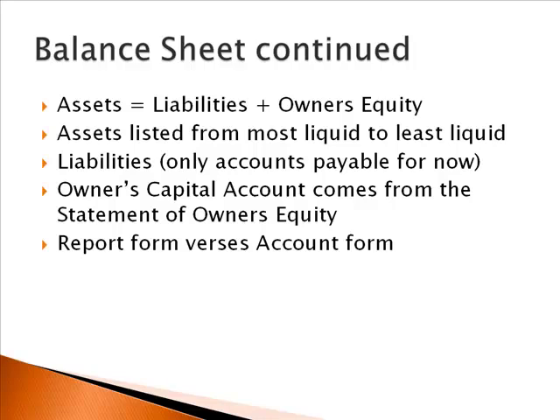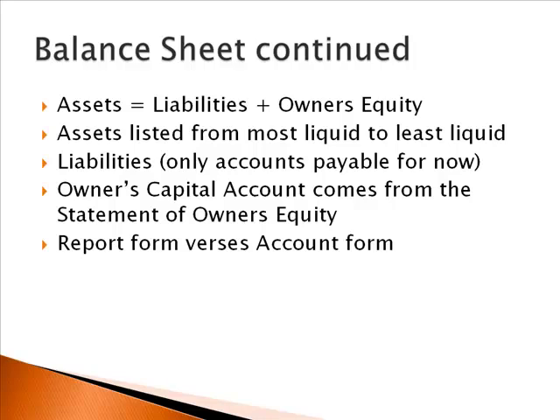The next section of the balance sheet deals with liabilities, and for right now that's a pretty simple one for us. We only have one liability account that we're dealing with in this particular chapter. That's accounts payable. As we add more liability accounts, again, the order in which they're listed will become quite evident. The last section of the balance sheet is the owner's capital account, the ending balance coming from the statement of owner's equity, as we stated above.